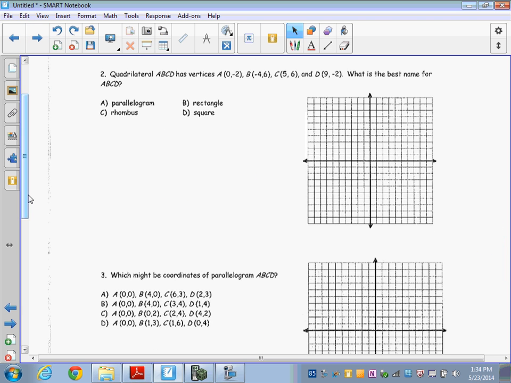Again, we have things that we're plotting. So let's plot these points. So the first point is 0, negative 2. Let's get A. And we have negative 4, positive 6. 5, 6. Top 6. Then we have 9, negative 2.